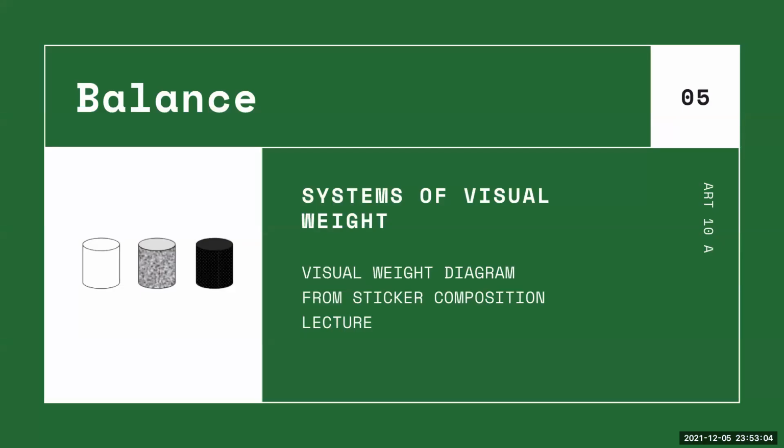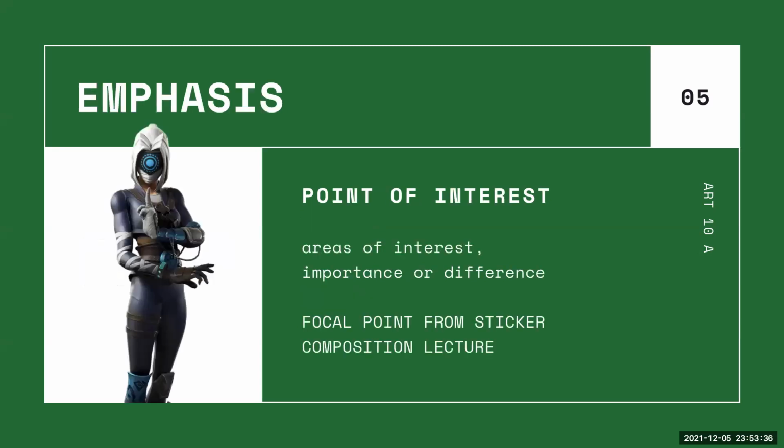The first on the list was balance. So balance we talked about before, and it's a system of visual weight. So remember, if we think back to your selfie mood board, I was asking you to actually take a photo with asymmetrical negative space. So more negative space than your actual physical body in the picture frame. So balance is a system of visual weight. And this is the visual diagram from the sticker composition lecture. So feel free to jump back or pause and rewatch that lecture.